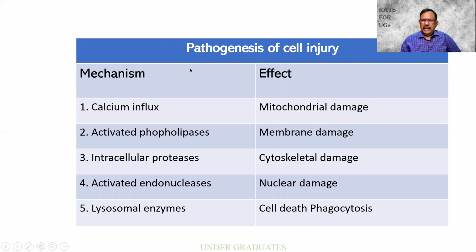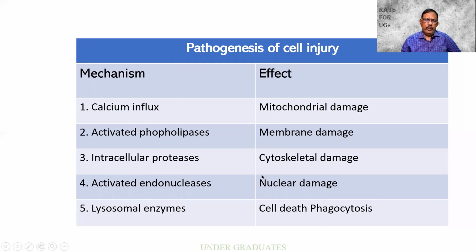So this is an interesting flow diagram, not for us to follow, but to memorize and write. What is the pathogenesis of cell injury? This is the mechanism, this is the effect. Calcium influx leads to mitochondrial damage. Activated phospholipase causes membrane damage. Intracellular proteases cause cytoskeletal damage. Activated endonucleases cause nuclear damage. Lysosomal enzymes can lead to entire cell death or phagocytic activity.